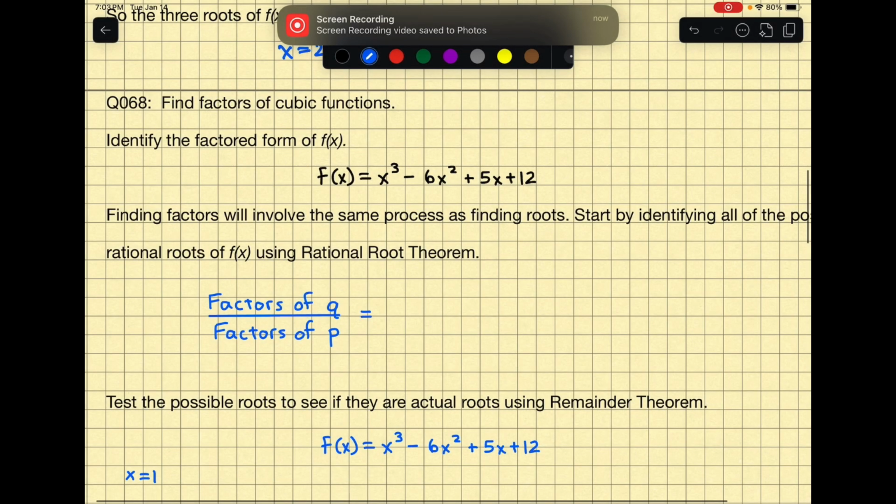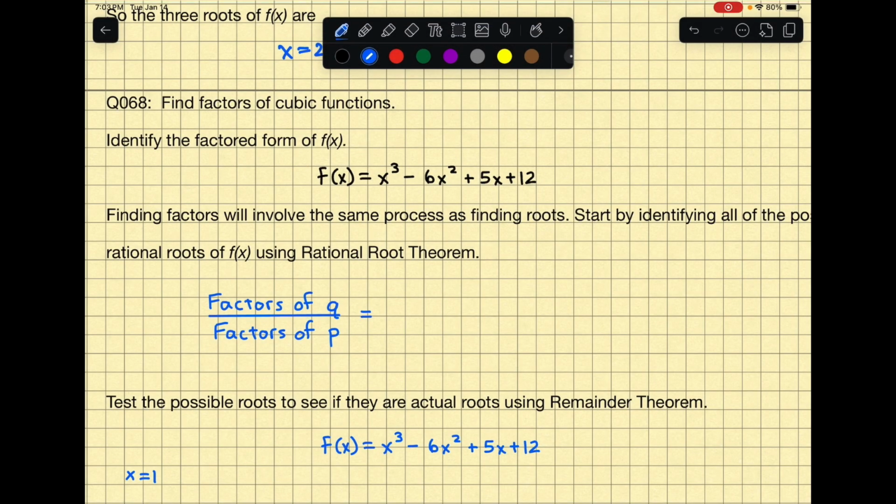Now we're looking at problem type 68, which involves finding factors of cubic functions. What we're tasked with doing is finding the factored form of f of x. What we're going to find by going through this problem is that finding the factored form of f of x is going to involve the same steps we did to find the roots of f of x. Because remember, roots and factors are very interchangeable.